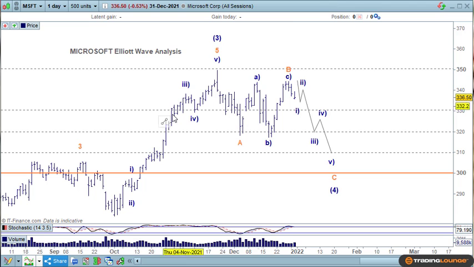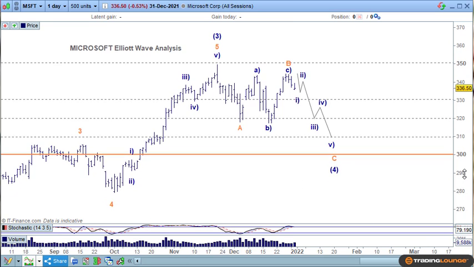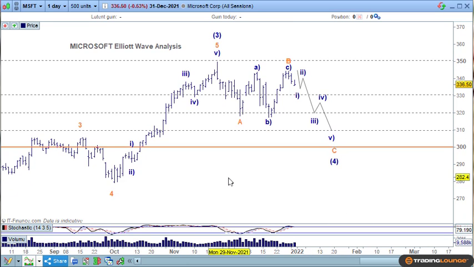Let's see how it opens. And Microsoft on the daily chart here. So the same thing again as well. I'm expecting, as you can start to pick up, and as we picked up from last time, we're still looking for this wave 4 to finish. We're still looking for more downside.